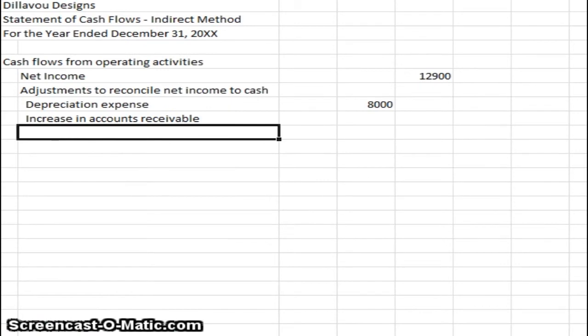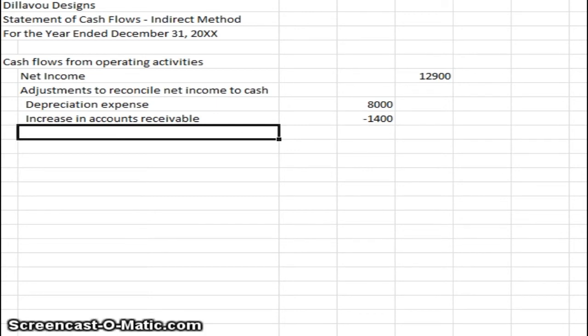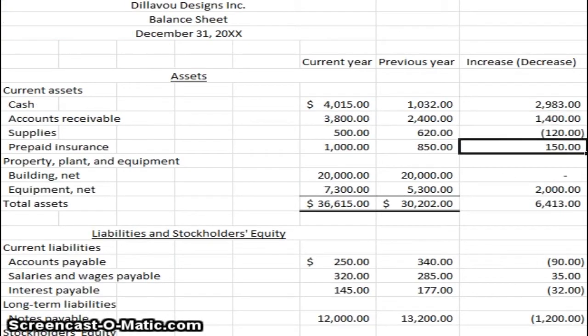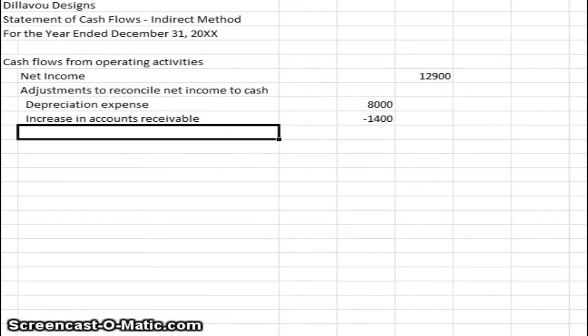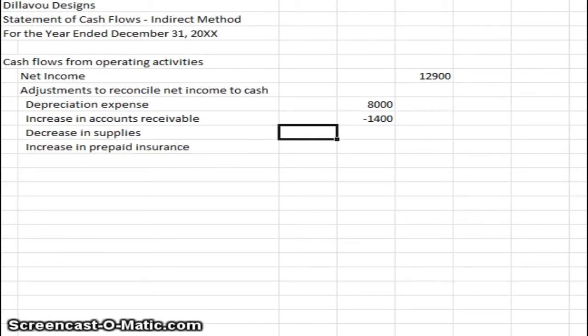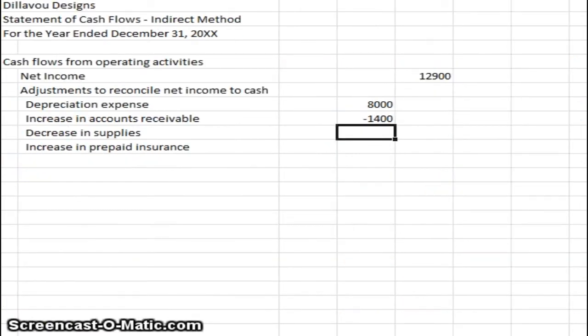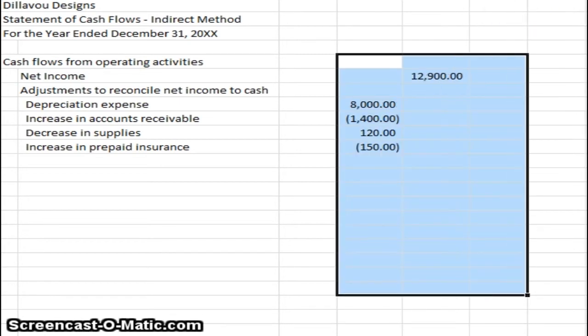That means that I need to subtract $1,400. And we had, let's see, what were the others? Supplies decreased, prepaid insurance increased. So decrease in supplies, increase in prepaid insurance. Let's go back and check out how much those were for. That was 120 and 150. And again, we're going to do the opposite. So we add the 120, we subtract the 150. Let's turn these into some actual numbers here. There we go.